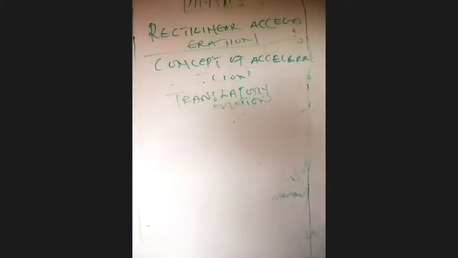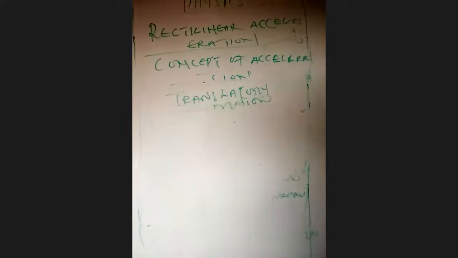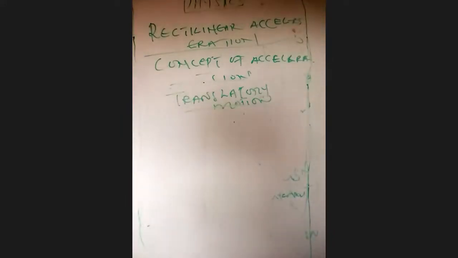Now we talk about translatory motion. Translatory motion is the type of motion in which all the particles of the body move through the same distance at the same time. When the particles of the body move through the same distance at the same time, that is what refers to translatory motion.